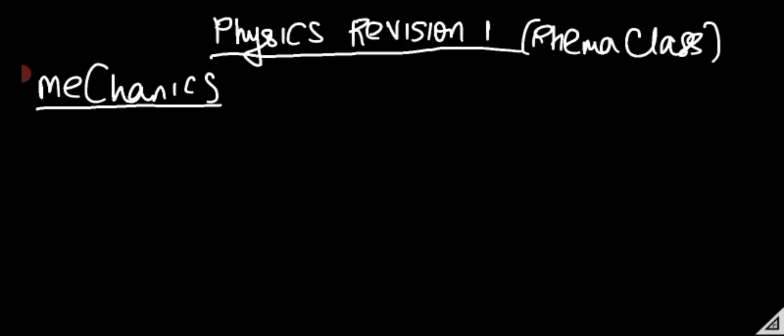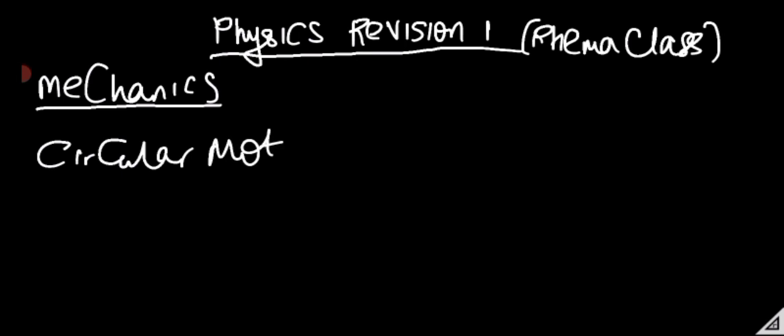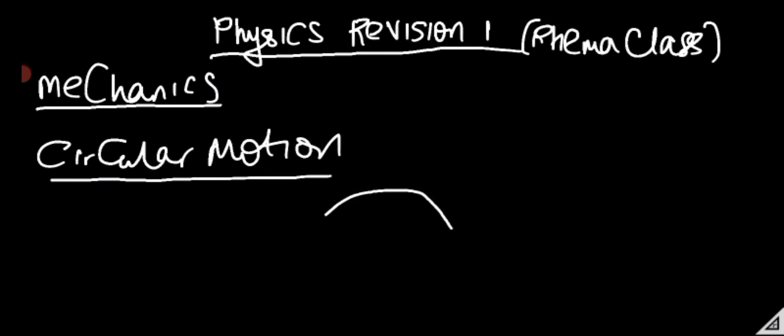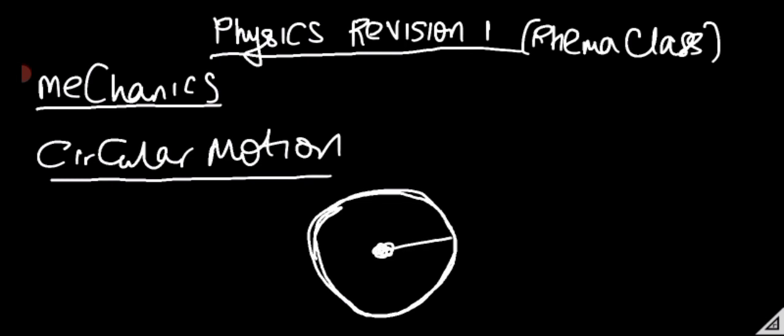All right, now the next type of motion I will talk about is called circular motion. What is circular motion? Are we getting it now? Circular motion is the motion of a body along a circular path. Are you getting it now?